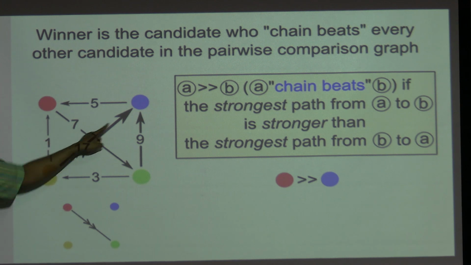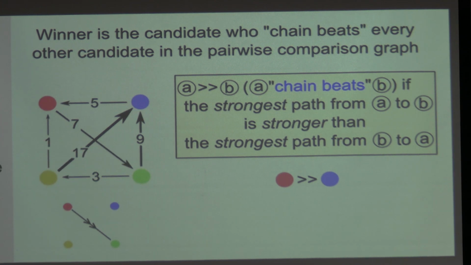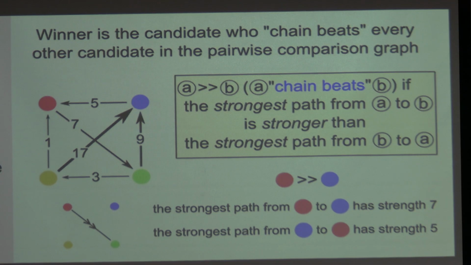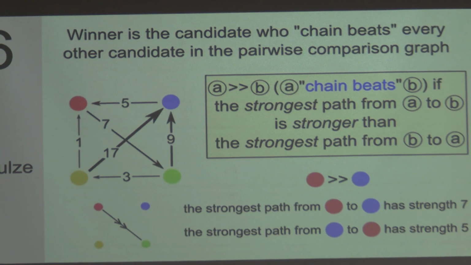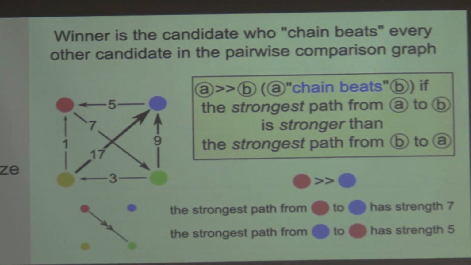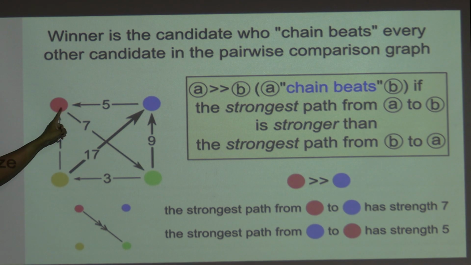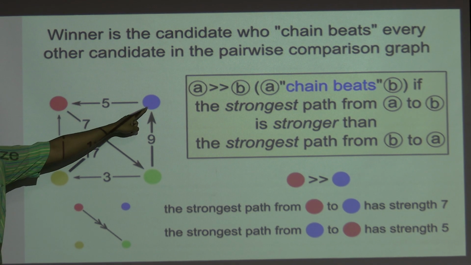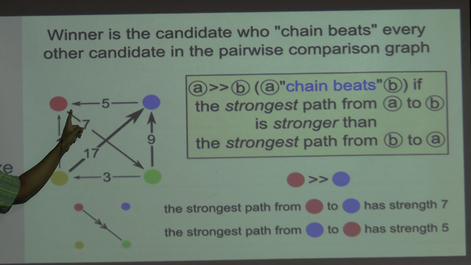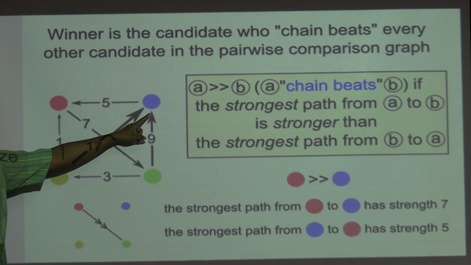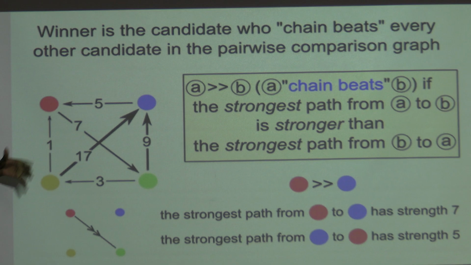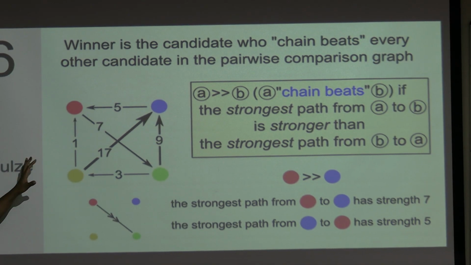Anything else? No, because everything else is incoming. Cool. Because the strongest path from red to purple, 7, is stronger than the strongest path from purple to red, we say that red chain beats purple. Note that chain beats is different from pairwise beats, because in this graph, purple beats red, but red chain beats purple.